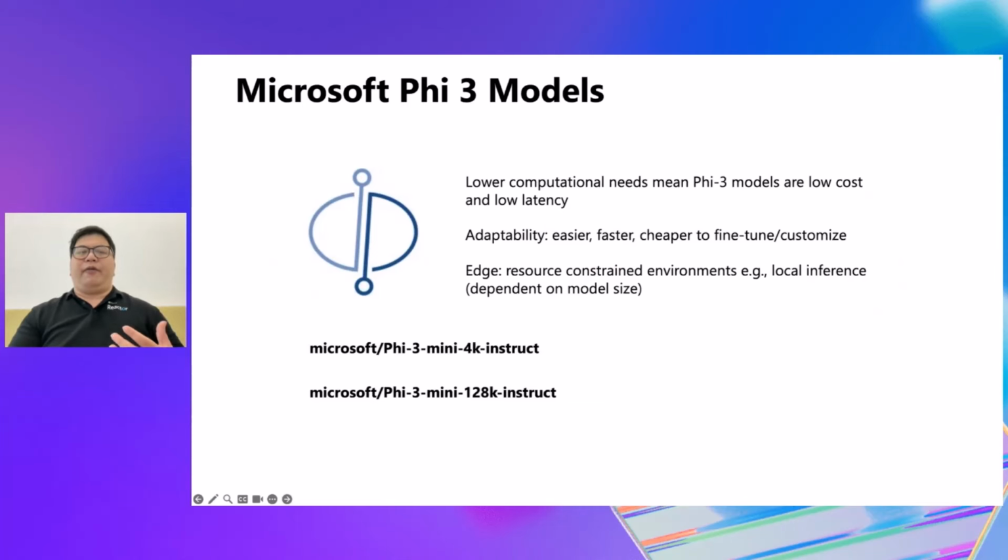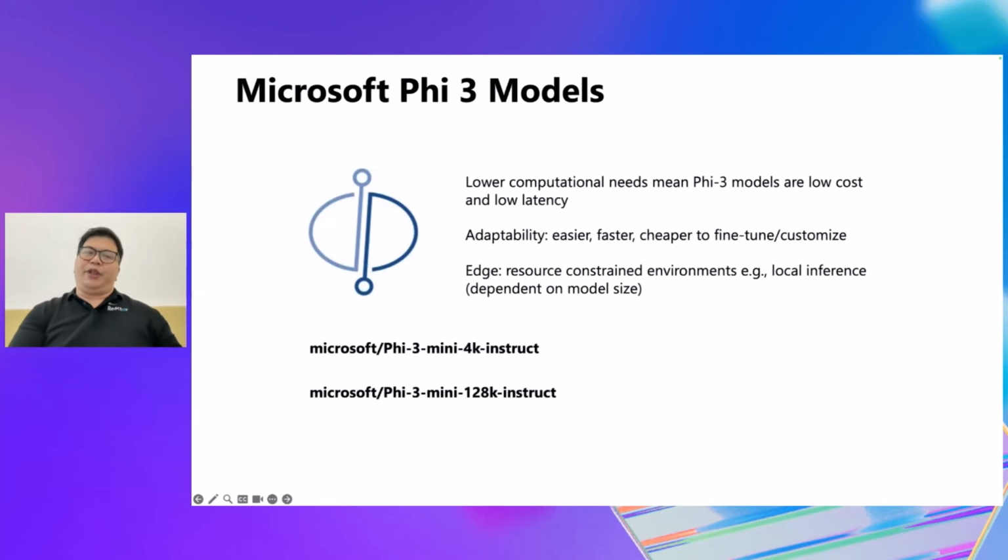This time you can download the Phi-3 mini version on Hugging Face, in 4K instruct or 128K instruct. I love the Phi-3 models because you can choose different models for different environments. For example, you can use the Phi-3 mini model to deploy to mobile edge devices or your AI PC. Low computation means the Phi-3 models are low cost and low latency, easier, faster and cheaper.